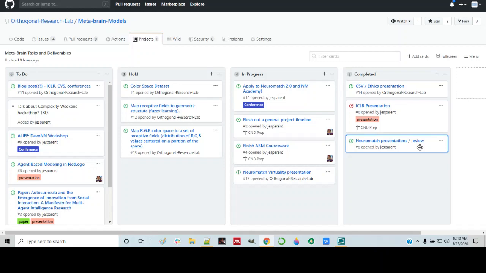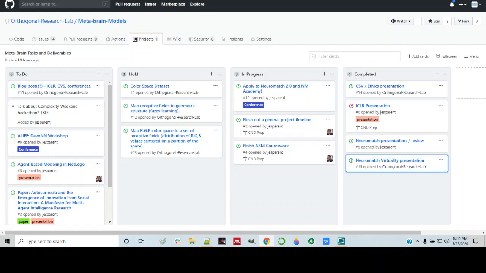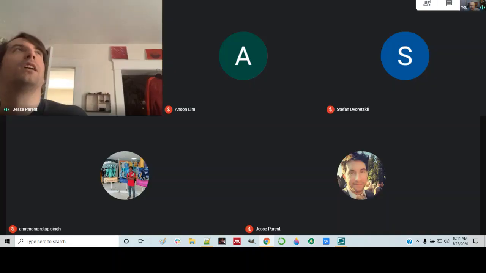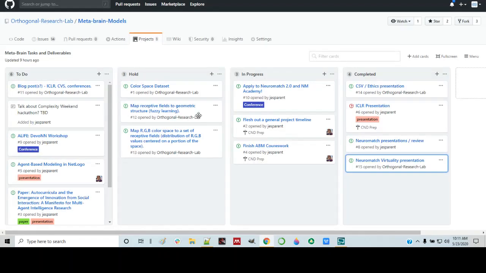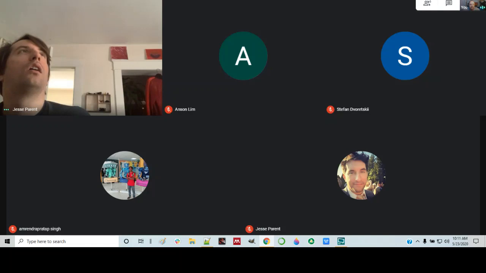Yeah, I think that's pretty much all the stuff I put on there. I never used labels on this board before. I don't know if I'm going to do that in the future, but I think it's useful if you have a lot of issues. But yeah, we'll talk about that next week. I don't see anything that's imminent. Again, we'll talk about the color space data set more next week.